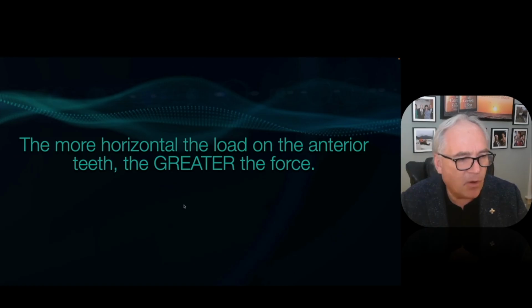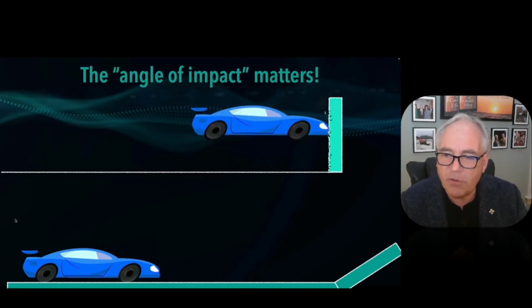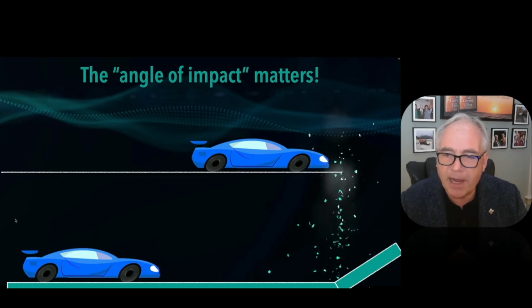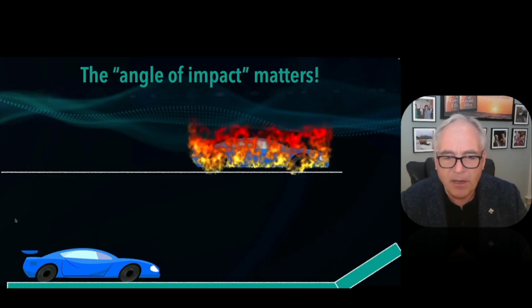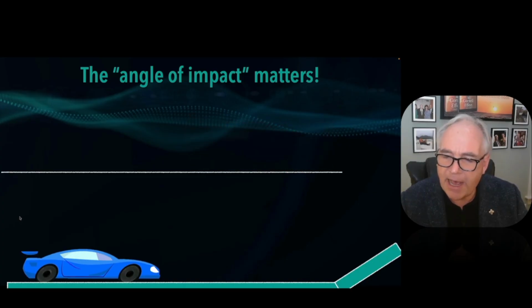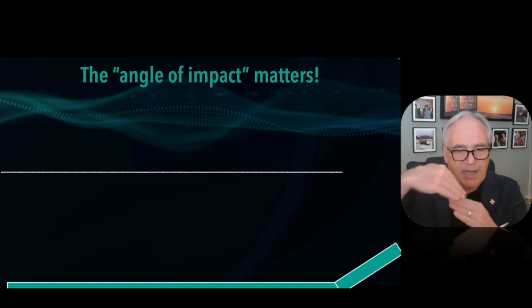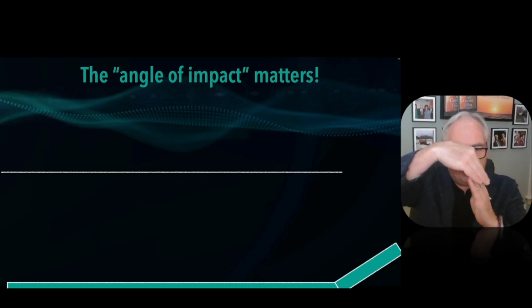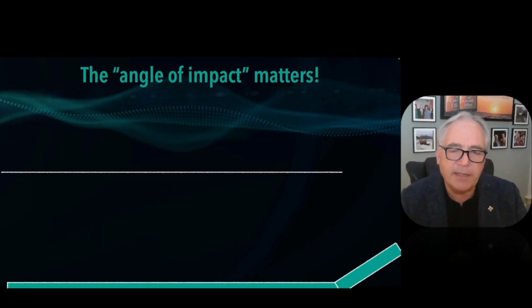Generally speaking, the more horizontal the load on the anterior teeth, the greater the force. And so if we think about a car going straight into a wall, that usually ends up kind of bad. If we take that wall and just tilt it down about 50 degrees and we go straight into that, it just kind of turns into a jump. So changing overbite, changing interincisal angle, changing overjet can have a tremendous effect.